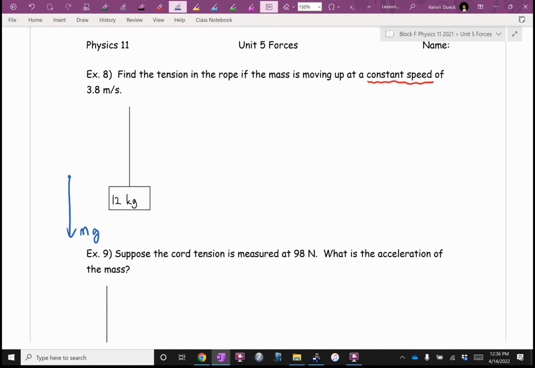Okay, this is interesting. This morning, one of my students said, well, it's moving up, so tension must be bigger. Newton's laws tell us nothing about how things are moving. They only tell us which way things are accelerating. If we're at a constant speed, what's our acceleration? Which means forces must be balanced.